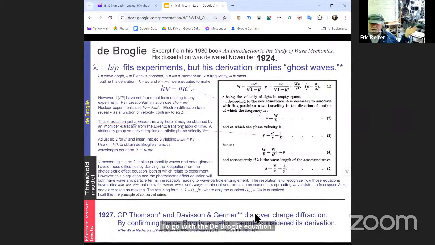Thompson and Davisson and Germer measured charge diffraction, and it was pretty disturbing. Well, how can it be that we have a wave effect and it's about particles and what's going on? So here's where Thompson coined the term ghost waves in his book. So they were trying to figure it out.